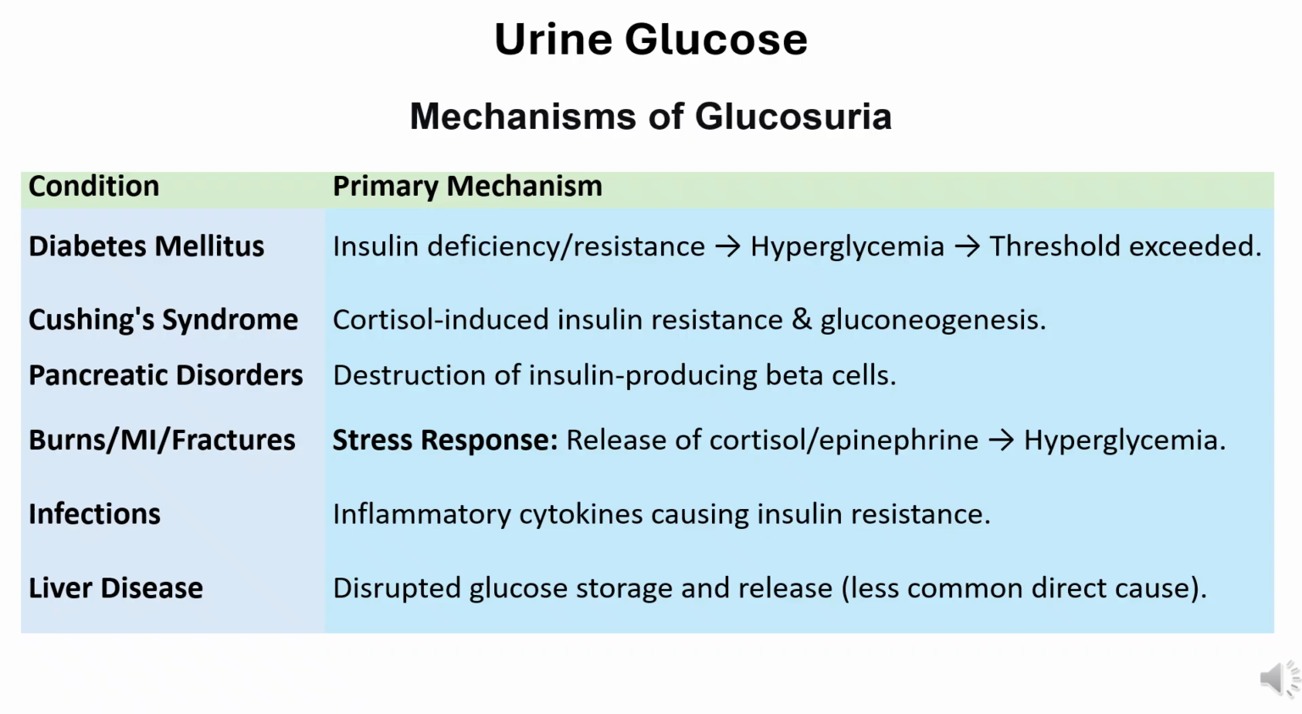5. Infections, severe/sepsis. The body's immune response disrupts glucose control. Inflammatory chemicals, TNF, IL-6, interfere with insulin signaling, causing insulin resistance. Like trauma, severe infection raises cortisol. Stress hyperglycemia, leading to glucosuria.